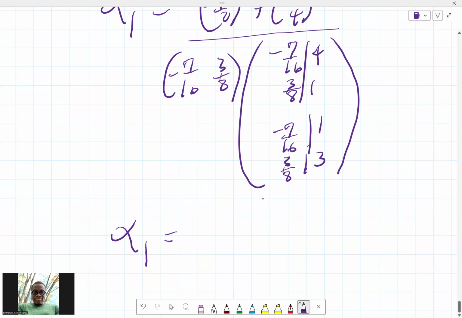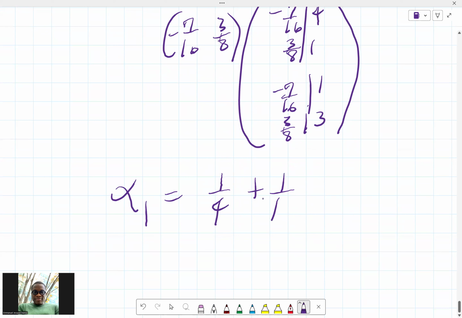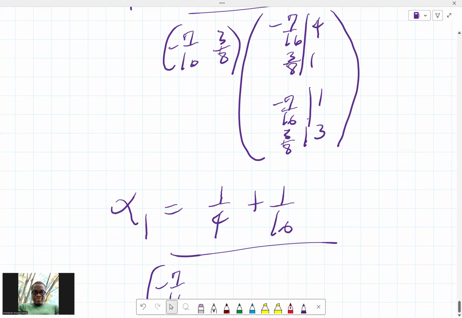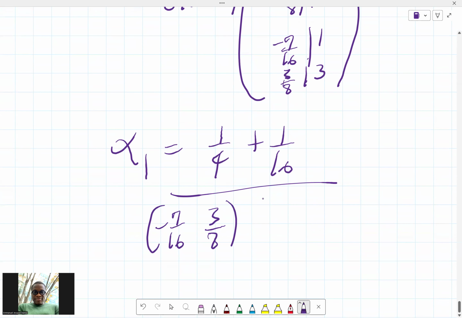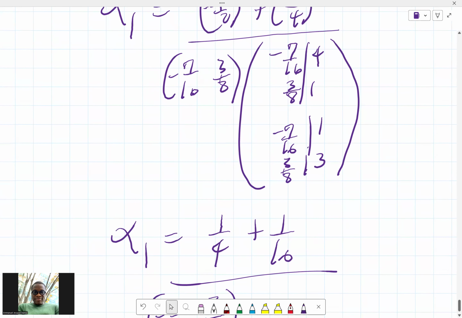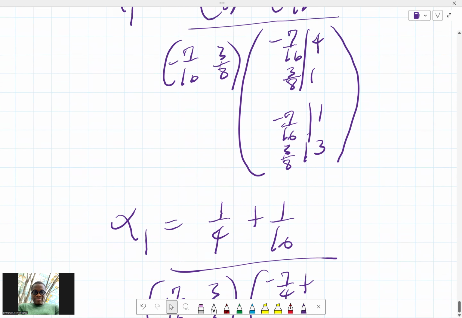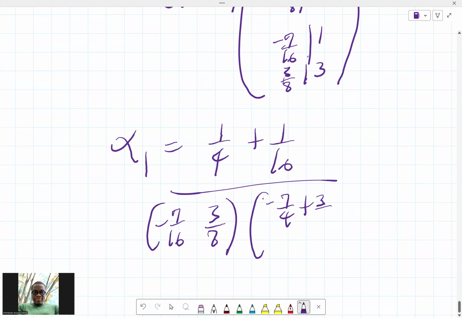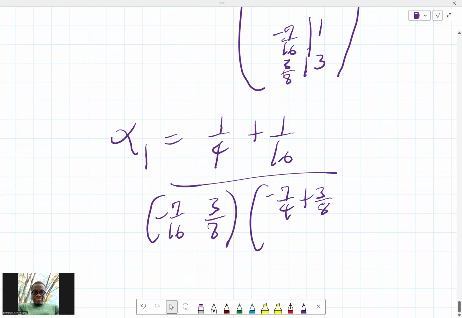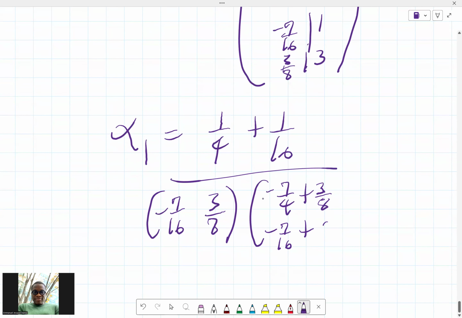So that alpha 1 is now 1 over 4 plus 1 over 16 at the top. Then down here we have minus 7 over 16, 3 over 8 into, so for this now we have minus 7 over 4 plus 3 over 8. Then down we have minus 7 over 16 plus minus 7 over 16 plus 9 over 8.